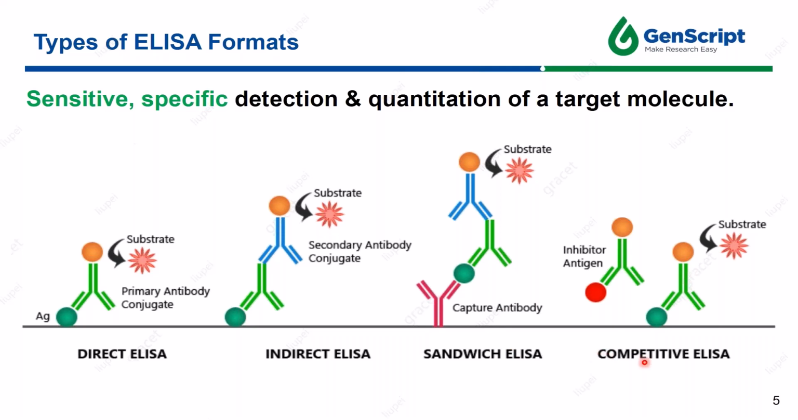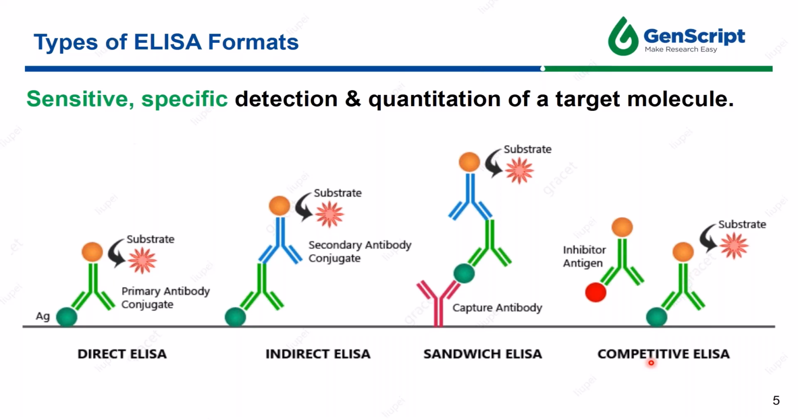The final format is the competitive ELISA. It is also known as a blocking ELISA. This format is the most complex of all the ELISA techniques. Each of the above assay types can be adapted to a competitive format.